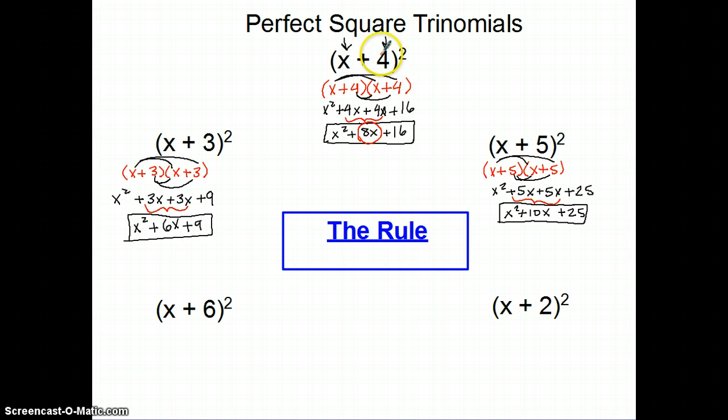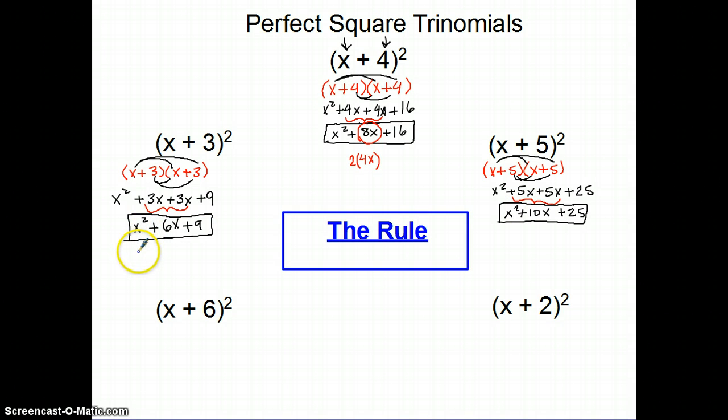If I take 4 and x and multiply them together, I get 4x. The reason I have my 8x in the middle here is because I had 2 4x's in the previous line. So all I need to do is double this 4x, and that will give me my 8x. Let's check and see if this works for the other two.